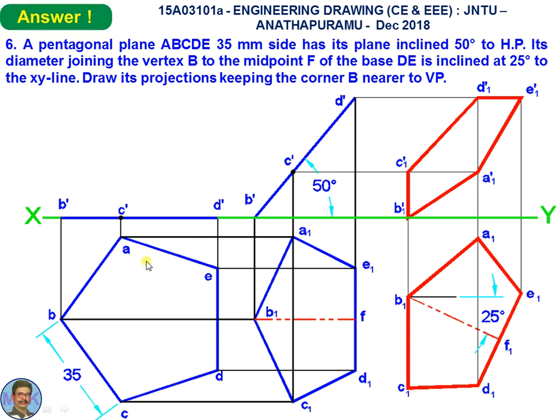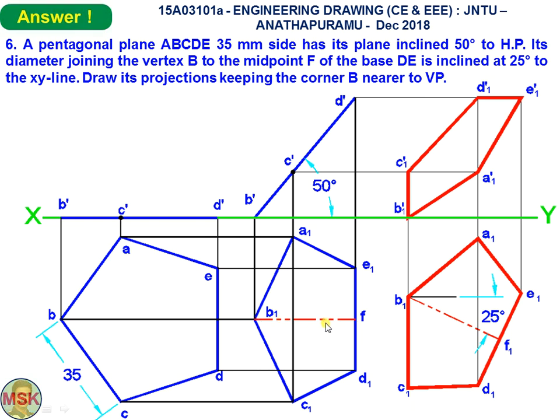Draw projectors and draw horizontal lines from the top view. You will be getting the second top view. After getting the second top view, you go through the problem now. Join the vertex B to the midpoint of the base DE, and I mark this point as F.